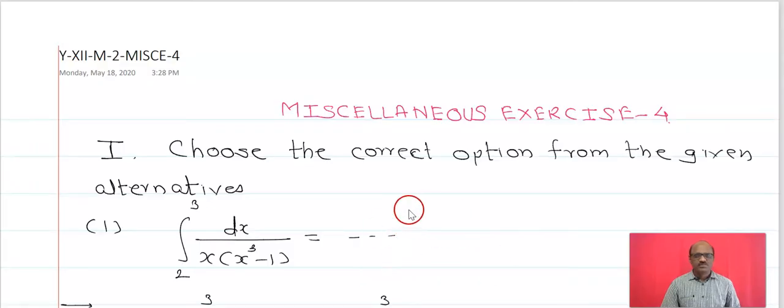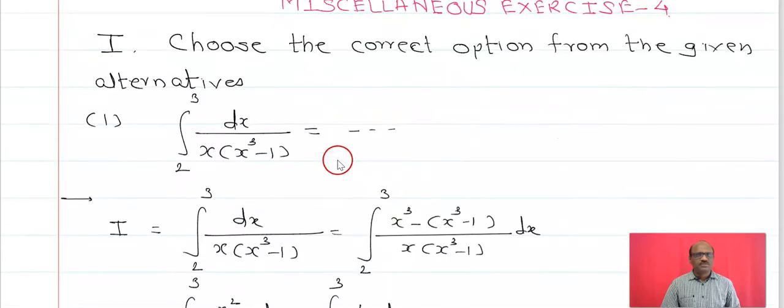Miscellaneous exercise 4. Choose the correct option from the given alternatives. I have taken only the questions and their answers. You can decide which option is the correct one.